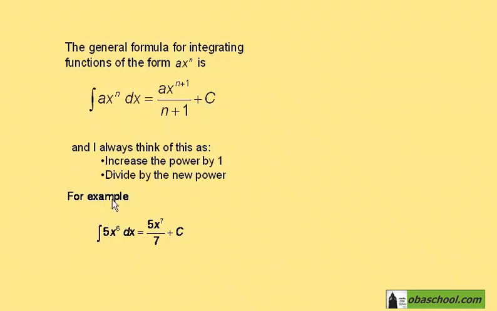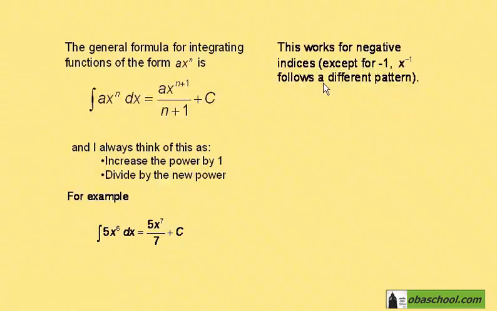For example, if we have 5x to the power 6, you can see we have 5x to the power 7, increasing the power from 6 to 7, divided by the new power. And don't forget to add the arbitrary constant. This works for negative indices, except for -1. X to the minus 1 follows a different pattern, which you'll meet later.